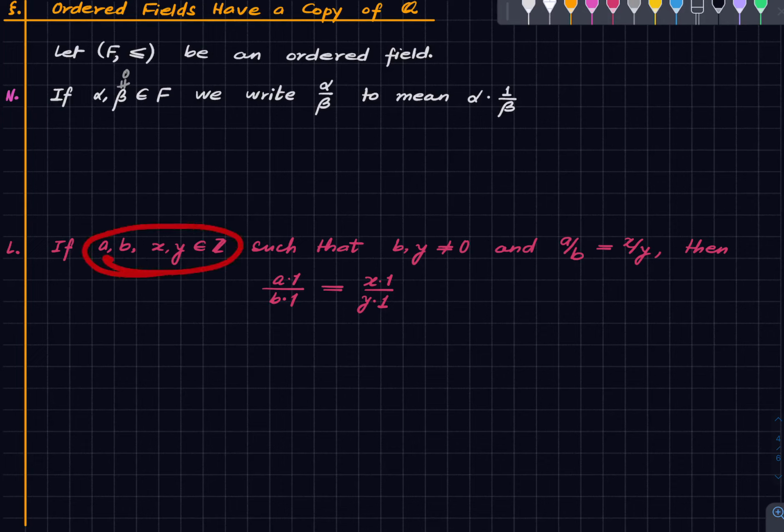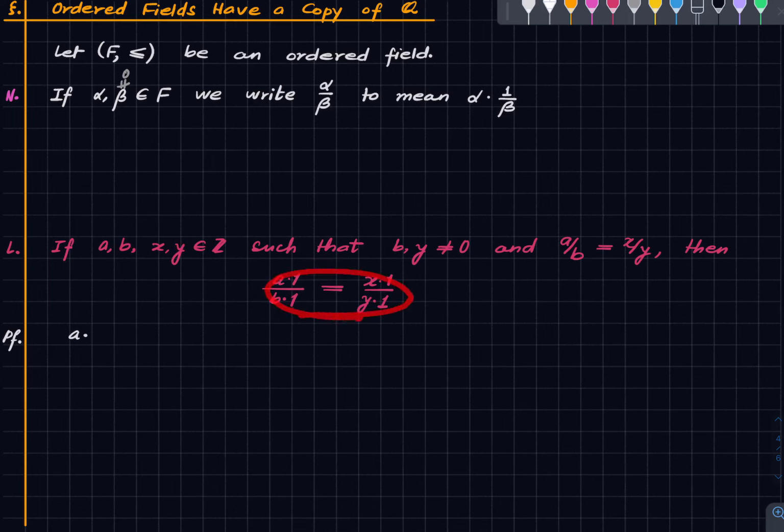Suppose we have 4 integers where b and y are non-zero, and these two rational numbers are the same. Then these two things are also the same. So a dot 1, b dot 1, x dot 1, y dot 1 are elements of the ordered field. To prove this equality, first of all, note that b dot 1 is non-zero and y dot 1 is non-zero, as we just showed. Since b and y are non-zero, b dot 1 and y dot 1 are non-zero. So this makes sense, whatever is written here.